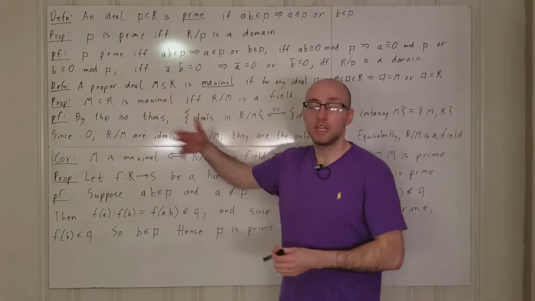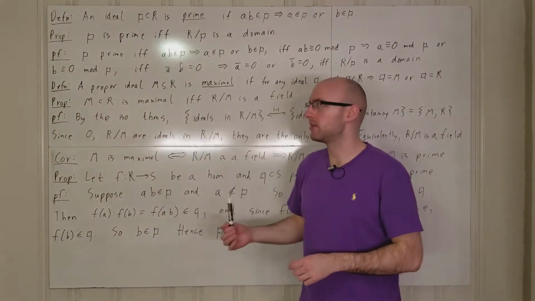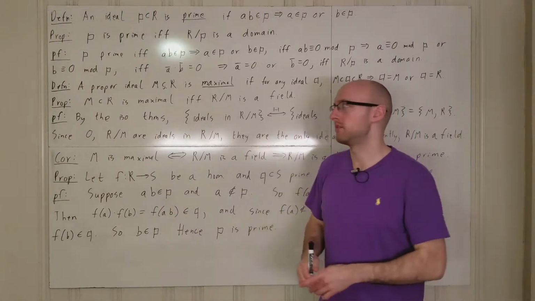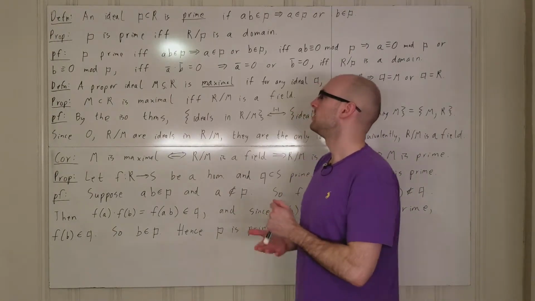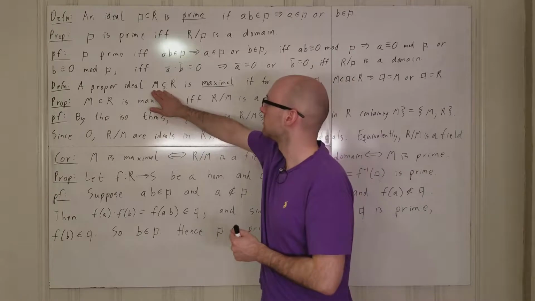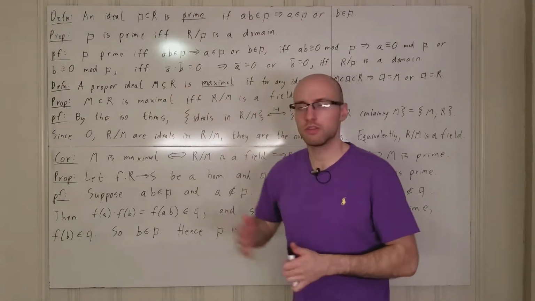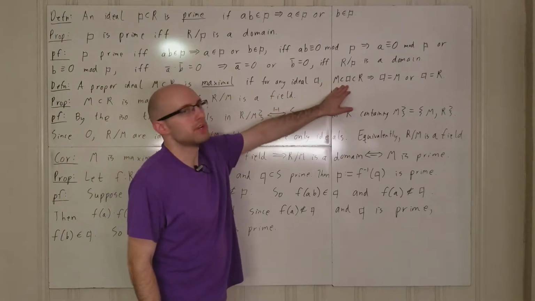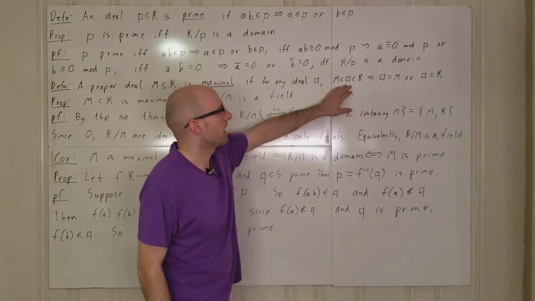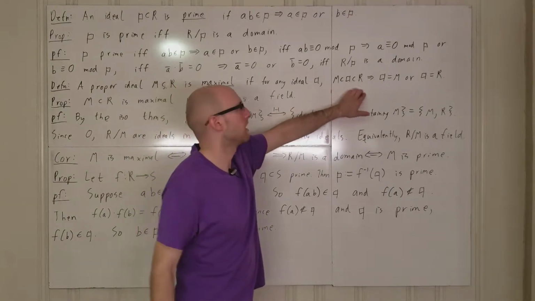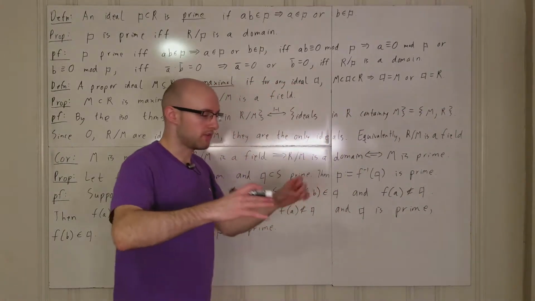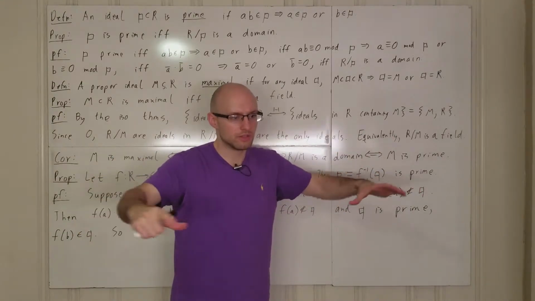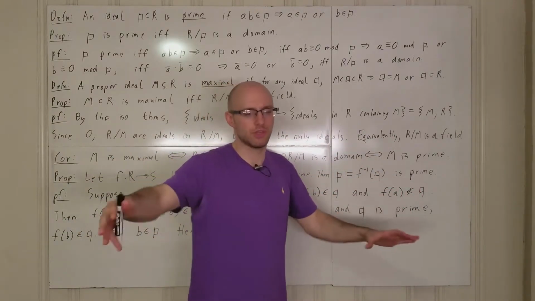So this thing can be the 0 ideal, and there will be scenarios in which the 0 ideal is a maximal ideal. But in general, we just need this ideal M to be contained in R but not equal to R. We say that it's maximal if for any other ideal A which is contained in R and which contains M, then that ideal has to be either M or R. Basically, you've got your maximal ideal and you've got the whole ring, and there's no ideals between the two.